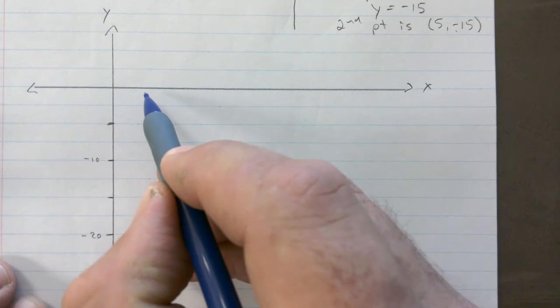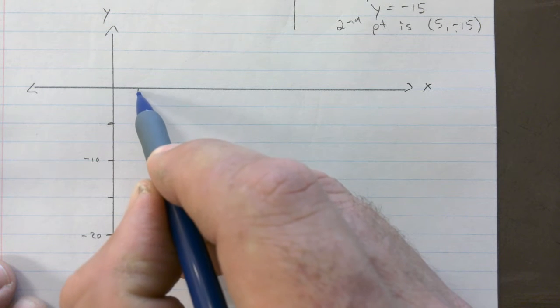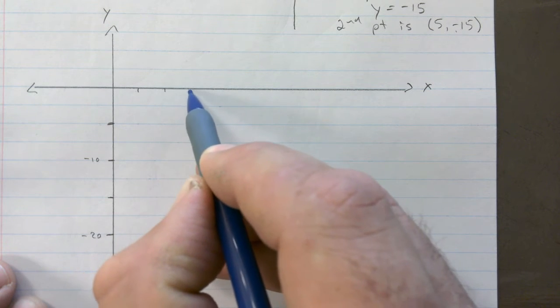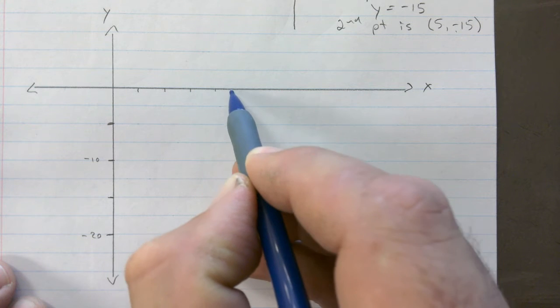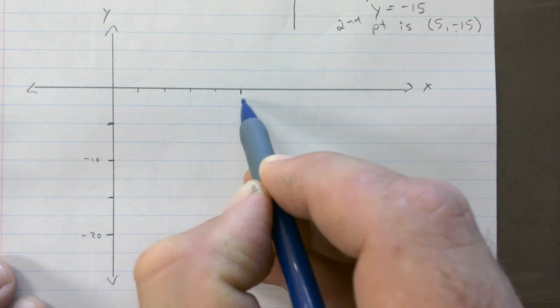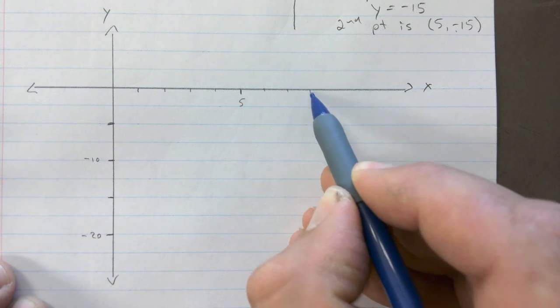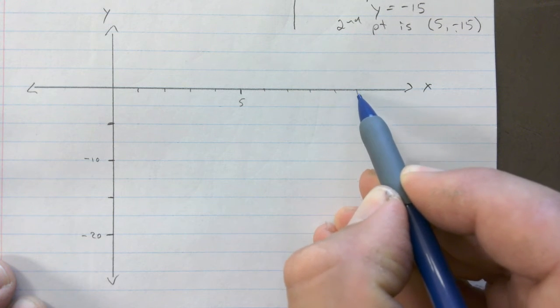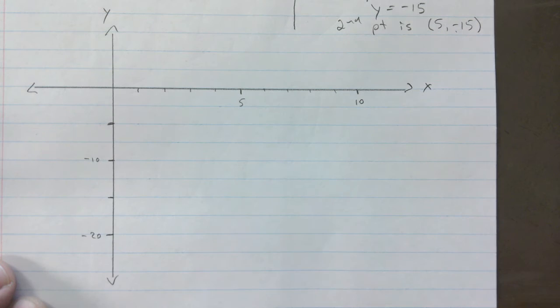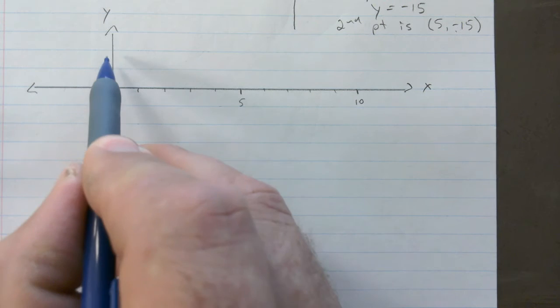And over here, I can go 1, 2, 3, 4, 5, 6, 7, 8, 9, 10. That's a pretty good scale, I would say.